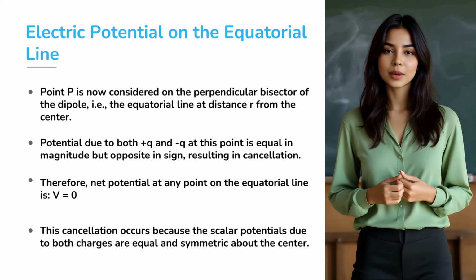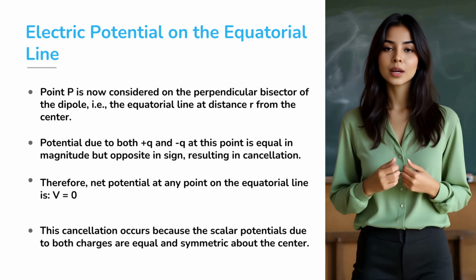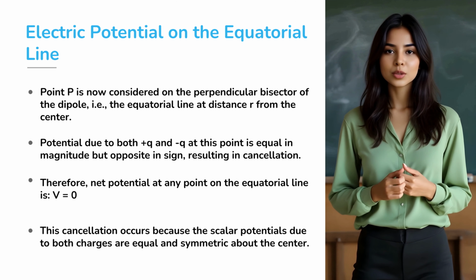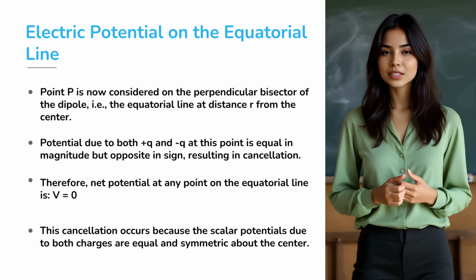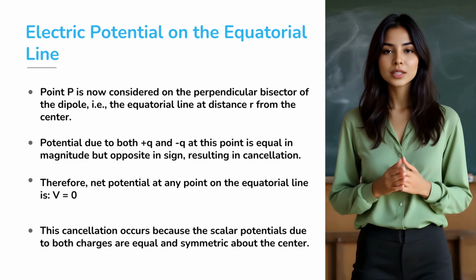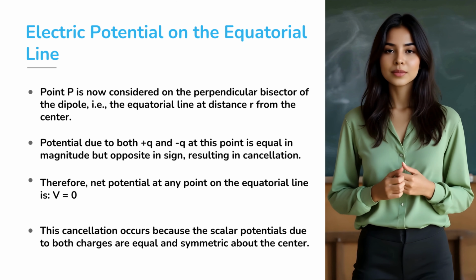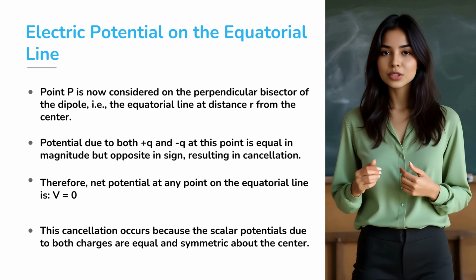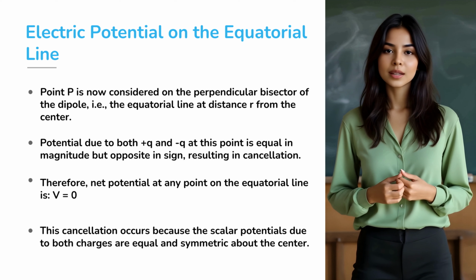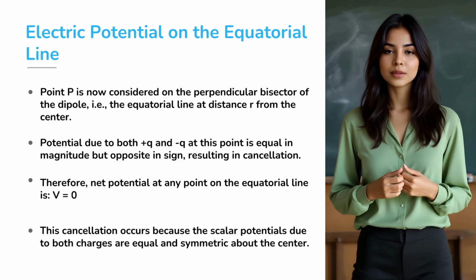V equals V plus plus V minus, which becomes plus KQ over r minus KQ over r, which equals 0. Yes. On the equatorial line, the electric potential is exactly 0. This is due to perfect symmetry. The scalar potentials are equal and opposite, and they cancel each other out.